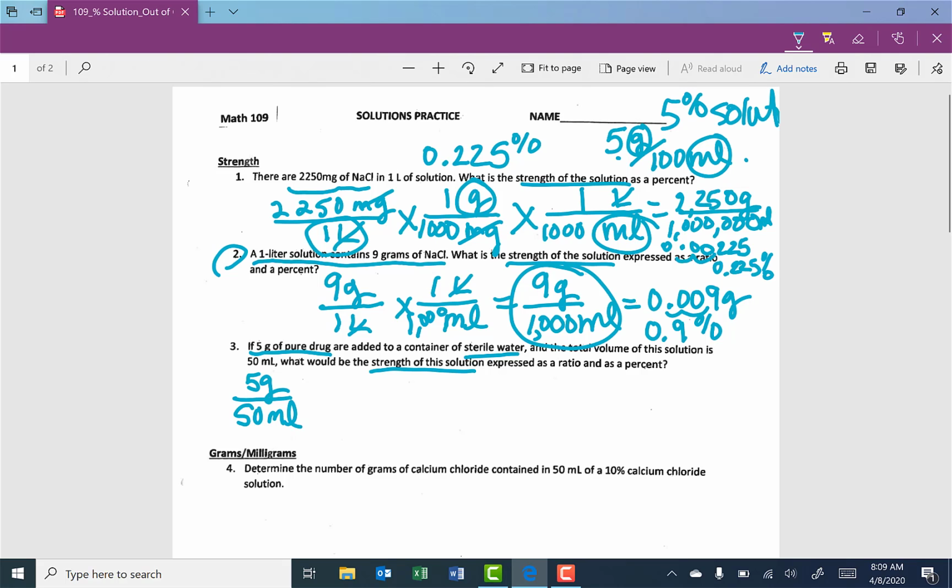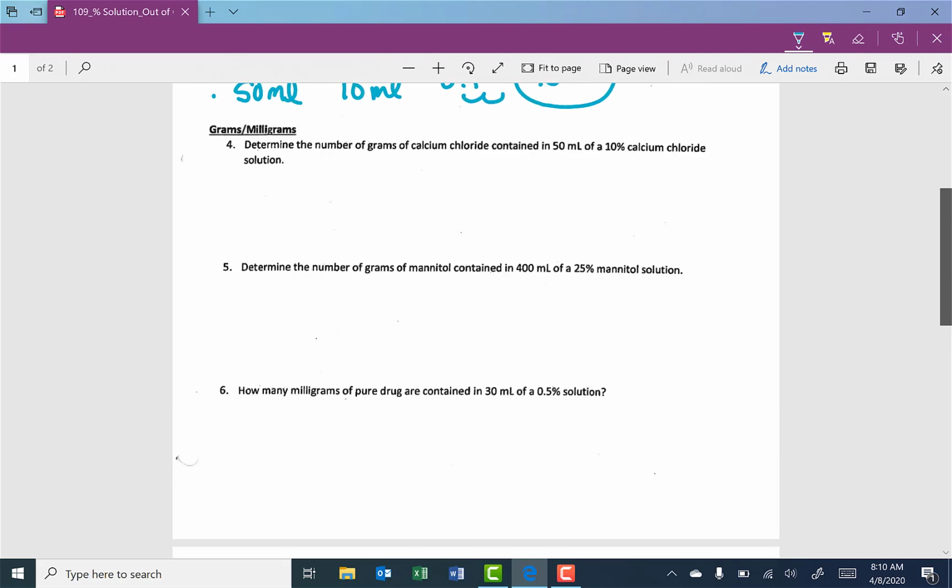So all we have to do is reduce the 5 over 50, which in fraction form is 1/10 gram over milliliter, which equals 0.1. And that, as a percent, go to the right 2, so you get 10%. That's our solution. It's a 10% solution because there are 5 grams of pure drug in 50 milliliters of solution. So this is our percent solution. That was an easier one, isn't it? If they could only all be that way, right?